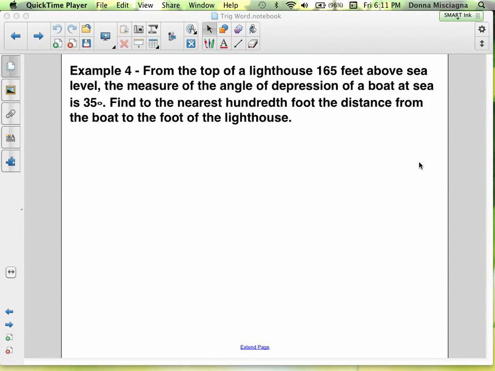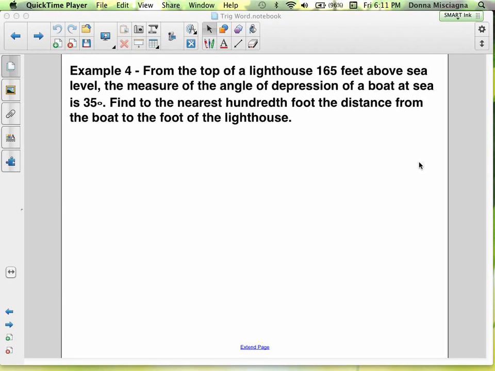Welcome back. Let's solve some more word problems using trigonometry. All right, so let's read through the problem. Example 4: from the top of a lighthouse 165 feet above sea level, the measure of the angle of depression of a boat at sea is 35 degrees. Find to the nearest 100th foot the distance from the boat to the foot of the lighthouse.